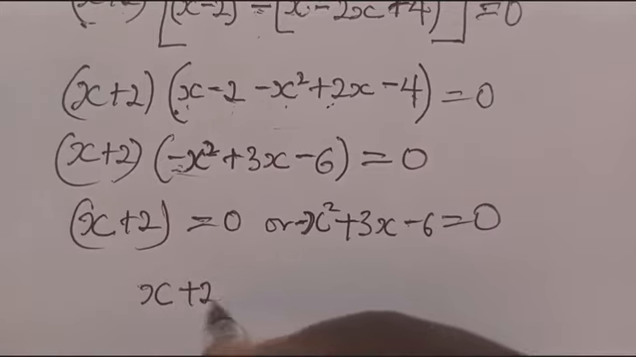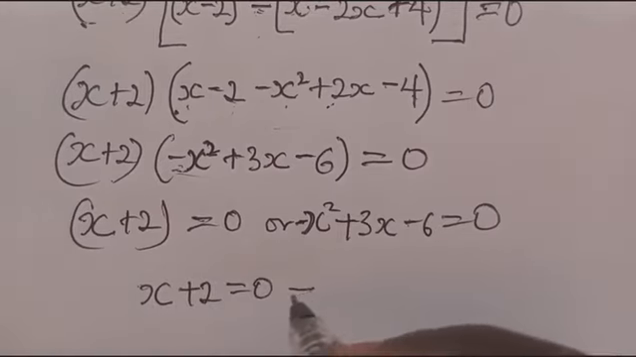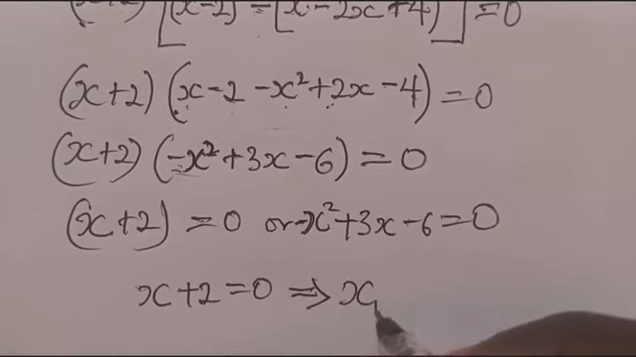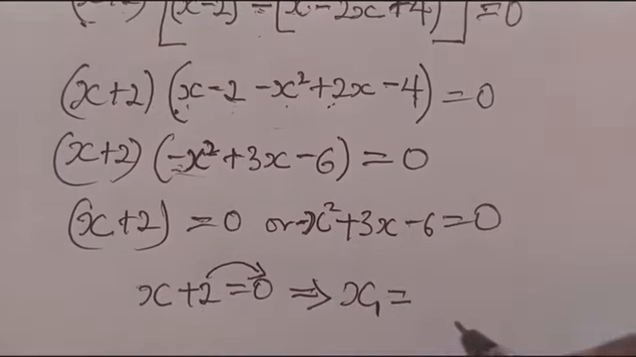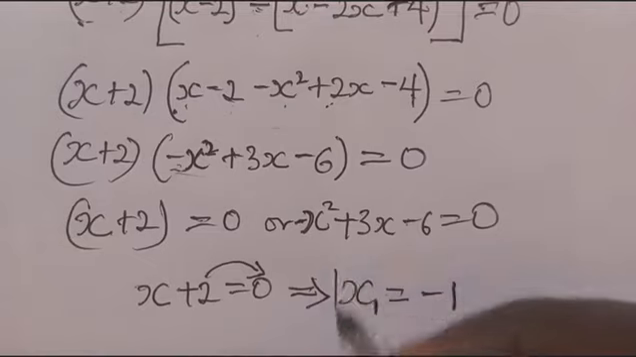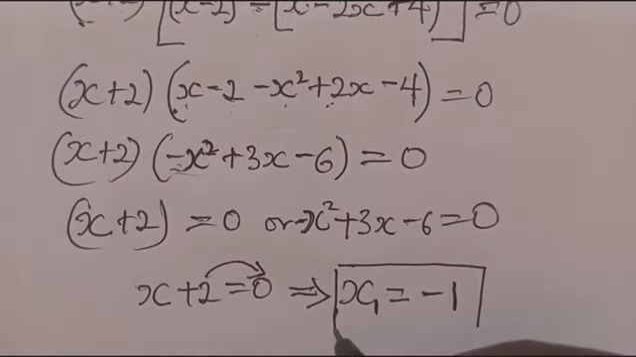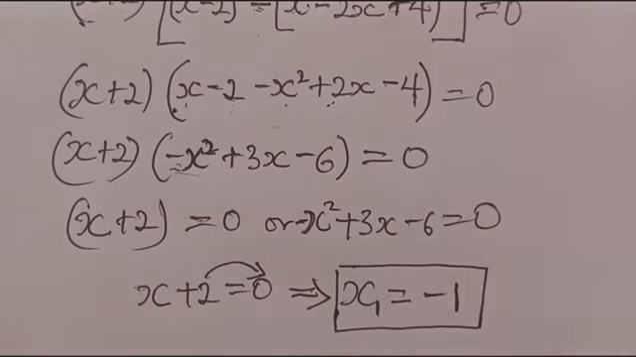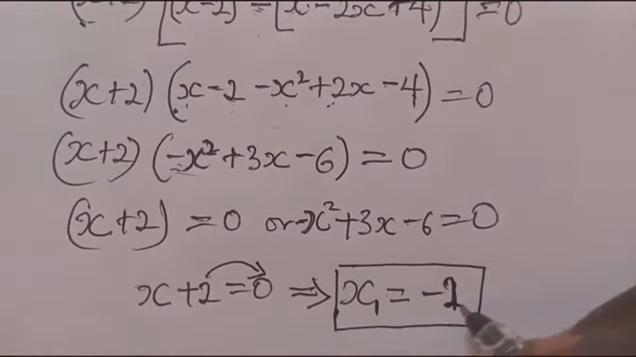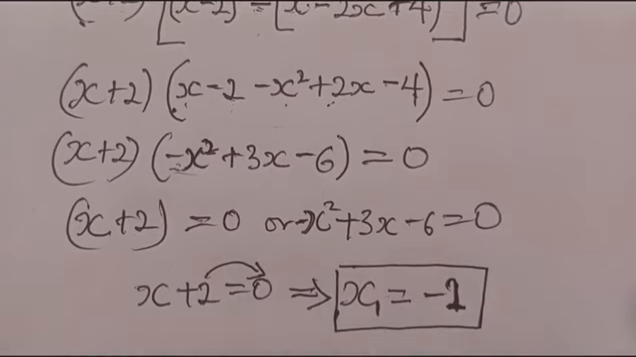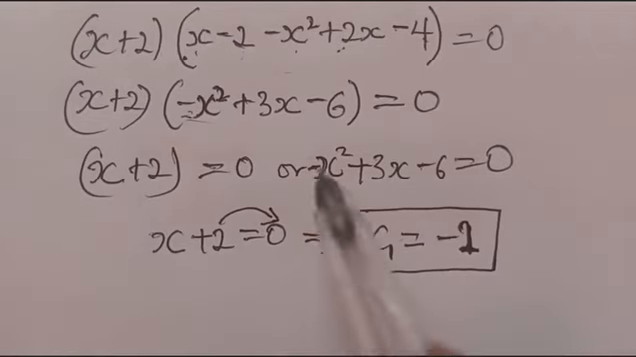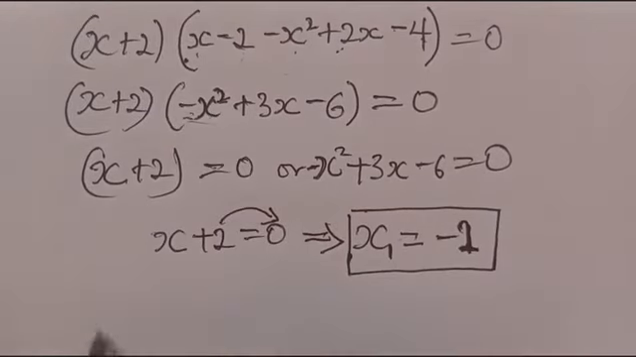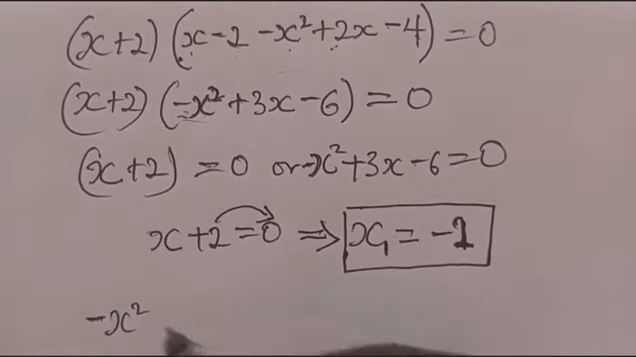x plus 2 is equal to 0, which implies that our x, let's call it x1, is equal to what? If our plus 2 moves to the right hand side, it becomes minus. So it means our x1 is minus 2. Because it is plus 2 here, when it goes to the other side, it becomes minus 2.